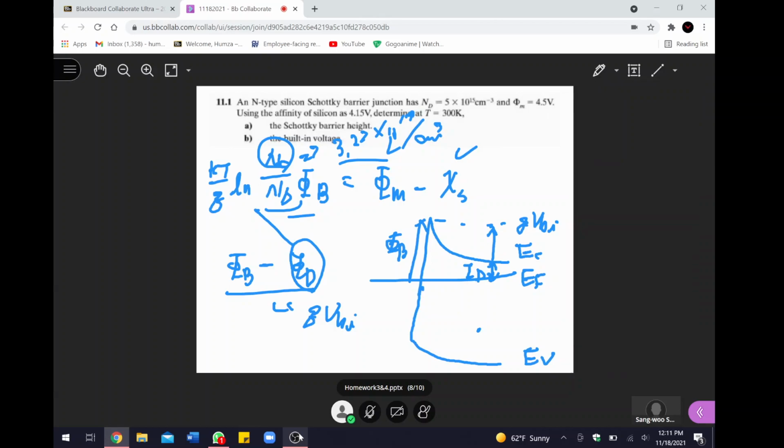So for the Professor, that's the charge density, right? The conduction band? Conduction band, yes. Okay, so that will answer these two questions in here.